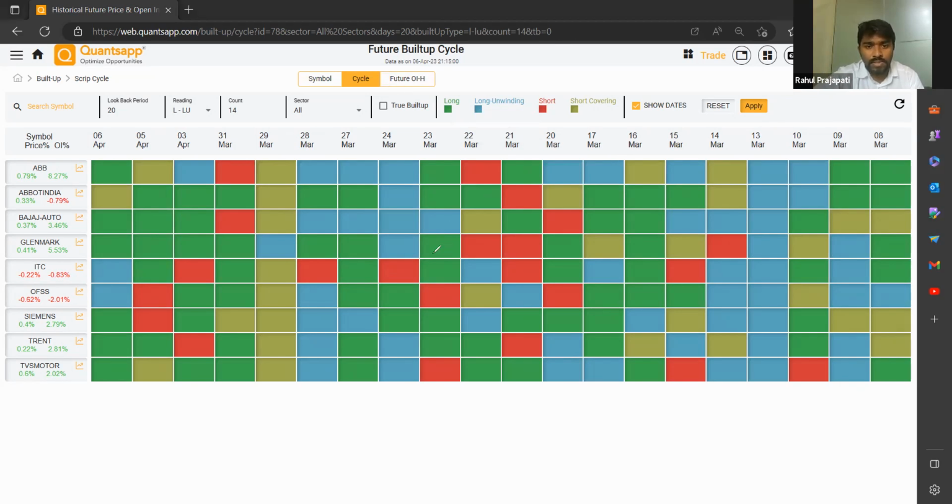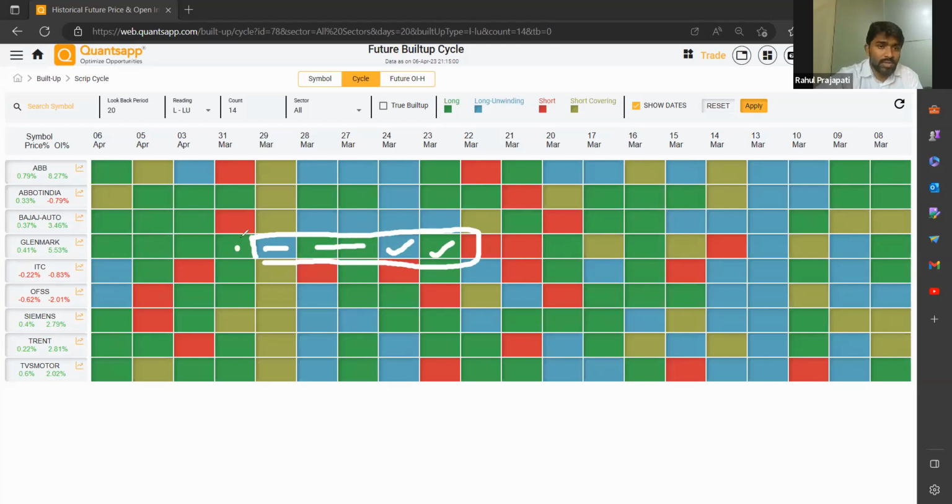Let me mark it like this. It's a long here. Okay. Then we have a long unwinding. Then again 2 days long. Then long unwinding. Long. So by looking at this data for 4 days, okay, can we identify there is a cycle? Yes, there is a cycle started building up. It's a long unwinding, long unwinding.